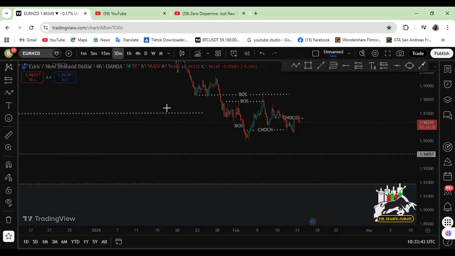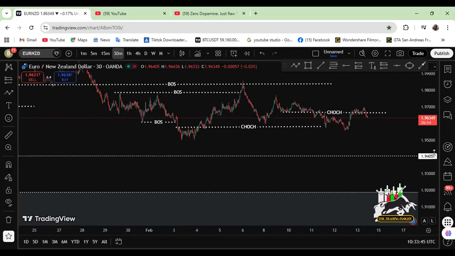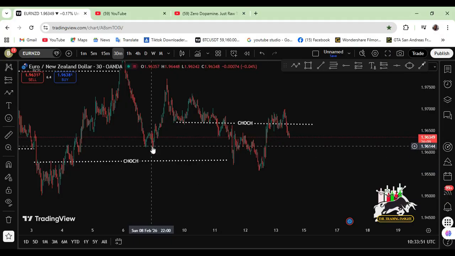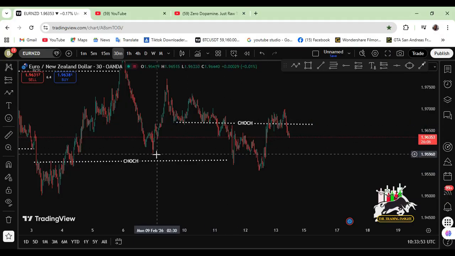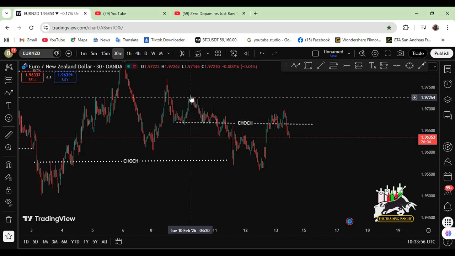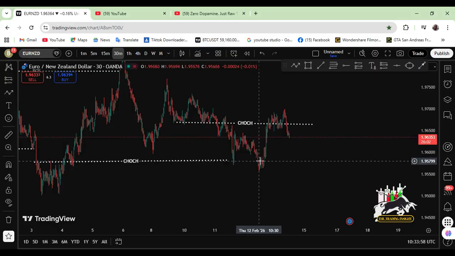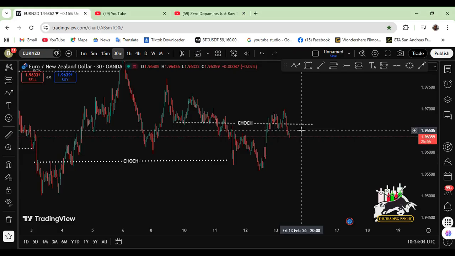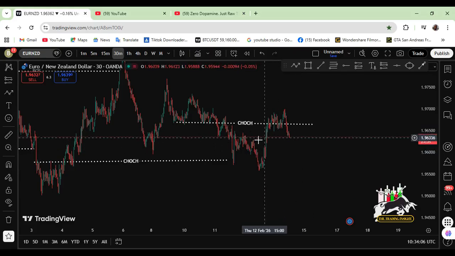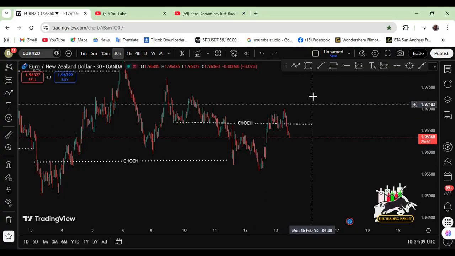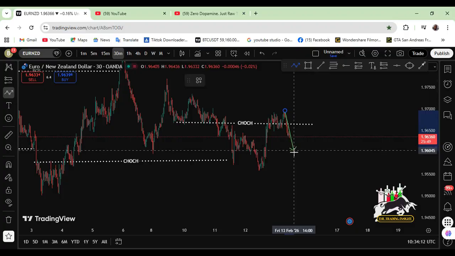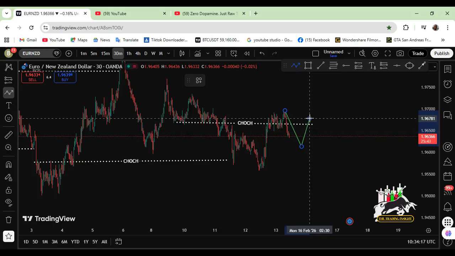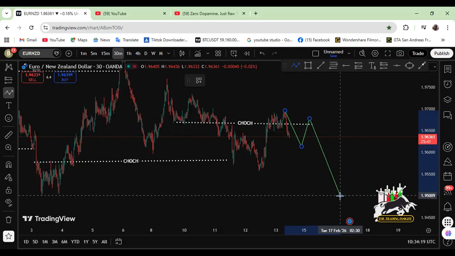This is where we go to the 30 minutes. So now in the 30 minute, this is an internal break of structure. This is a change of character. Price tried to go back up but could not, broke below, and then came back here. Now this is a break of structure, and price has already retested this place, so we are expecting price to react to this zone and probably go back up. We are expecting price to do something like this and then come back here, and then probably continue down.